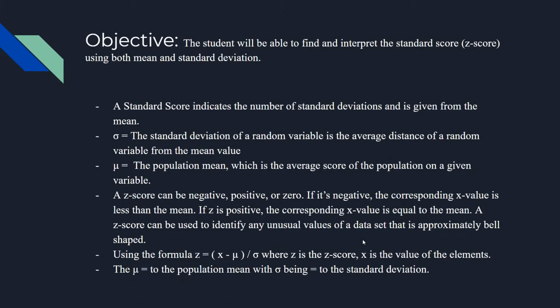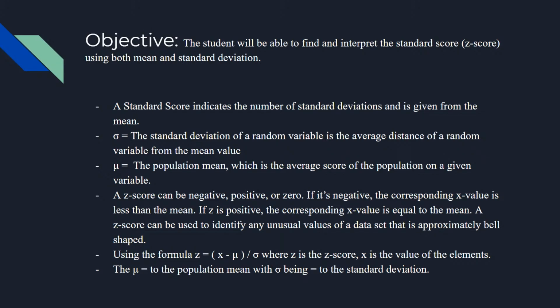Today's objective will be to find and interpret the standard score, or z-score, using both mean and standard deviation. A standard score indicates the number of standard deviations a value is from the mean. The standard deviation of a random variable is the average distance of a random variable from the mean value. In contrast, the population mean is the average score of the population on a given variable.